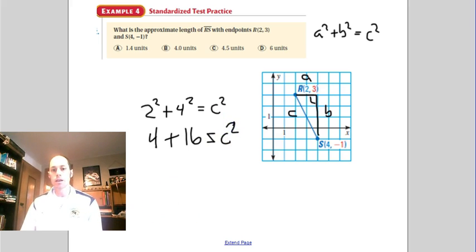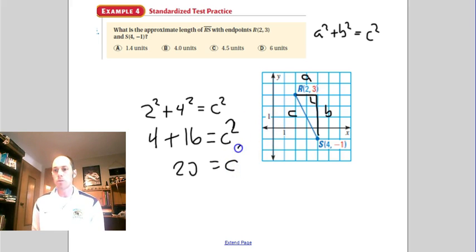Now as we take a look at that, now we can simplify. 4 and 16 is 20, equal to c squared. So now how do we get rid of the square? You remember that from algebra. We take the inverse operation, square root. So square root of 20 equals c.